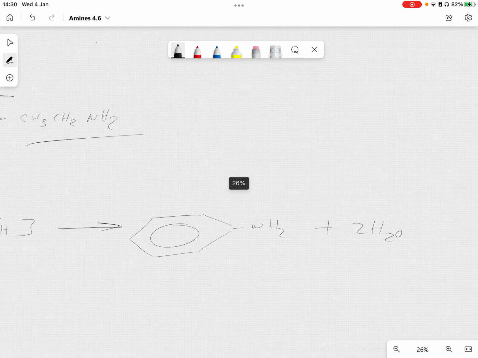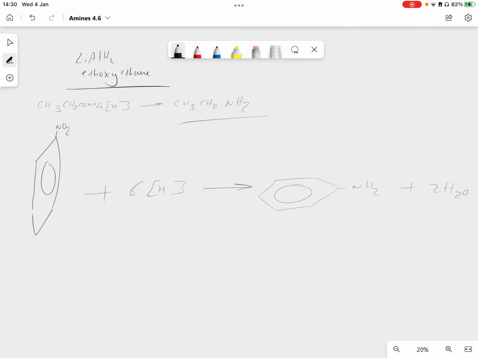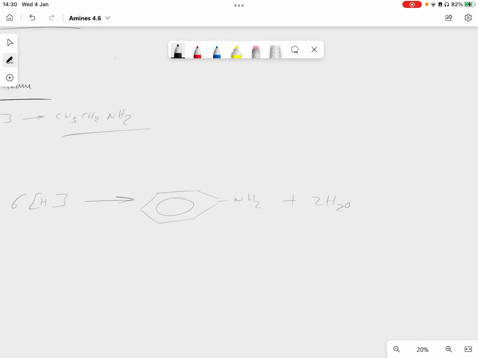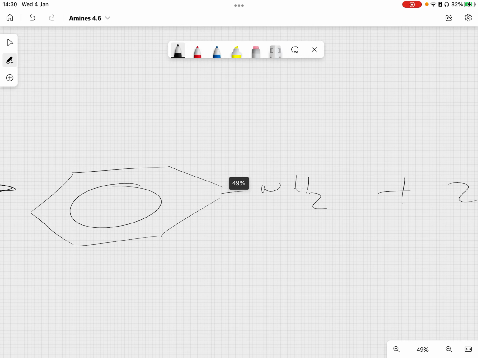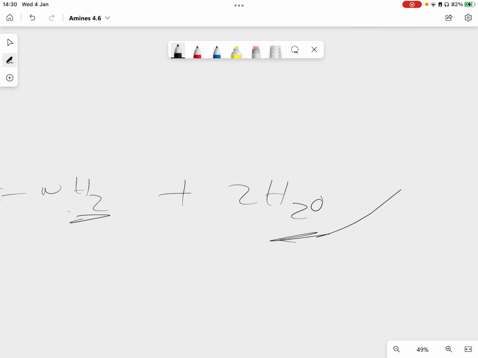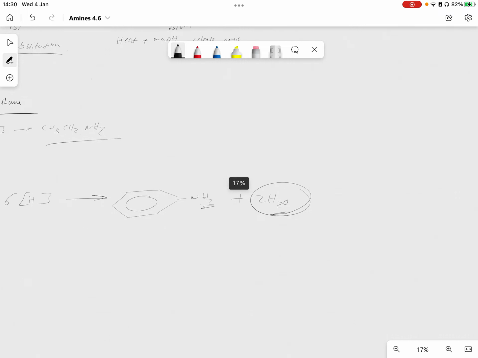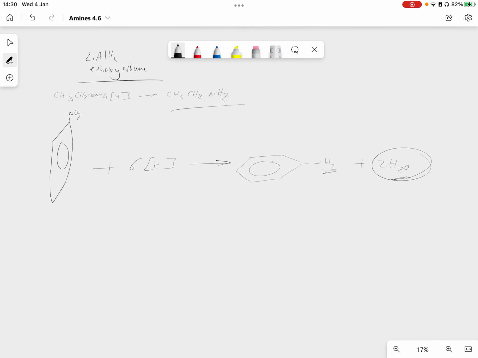2H2Os. So that is why we use 2 hydrogens in order to get the NH2, and we use 4 hydrogens to get to the 2H2O, if I confused anyone. So that's the reduction of a phenylamine.